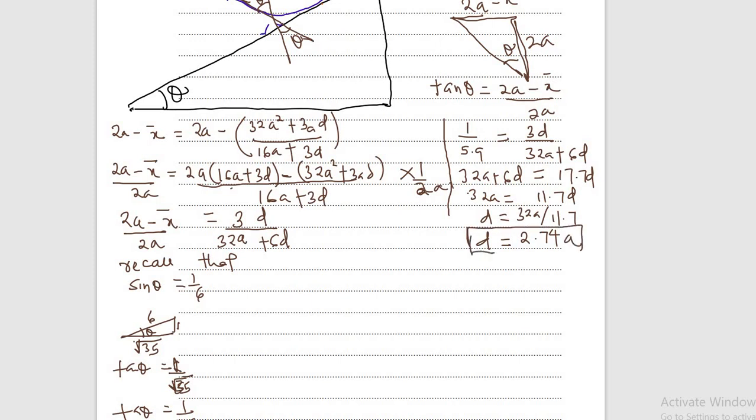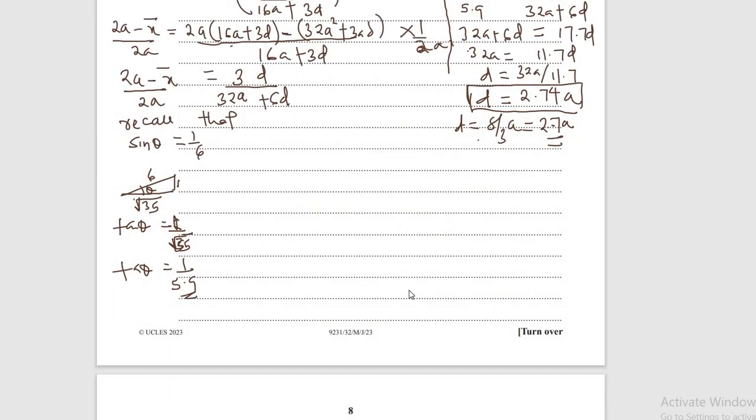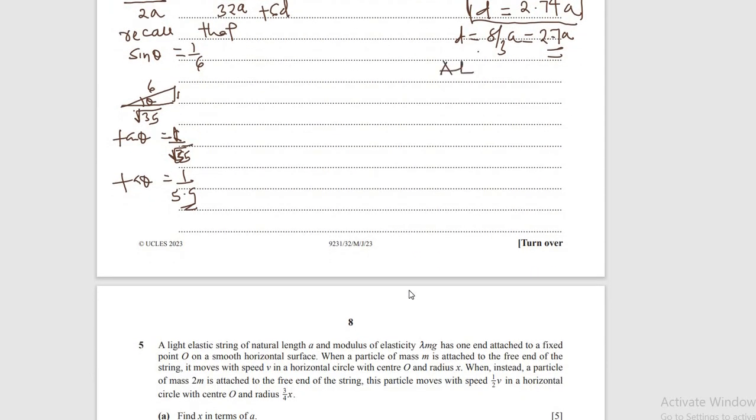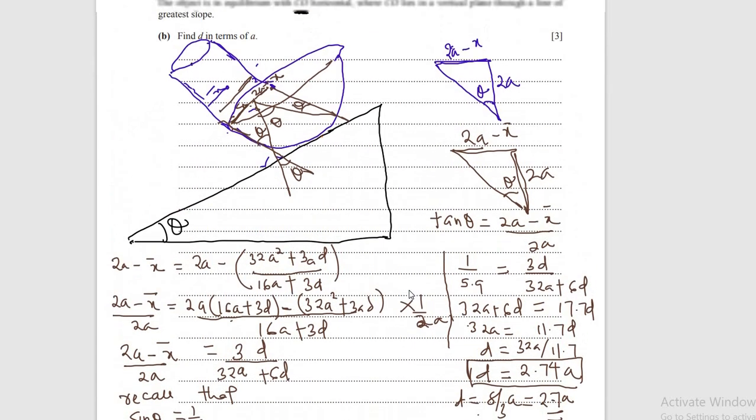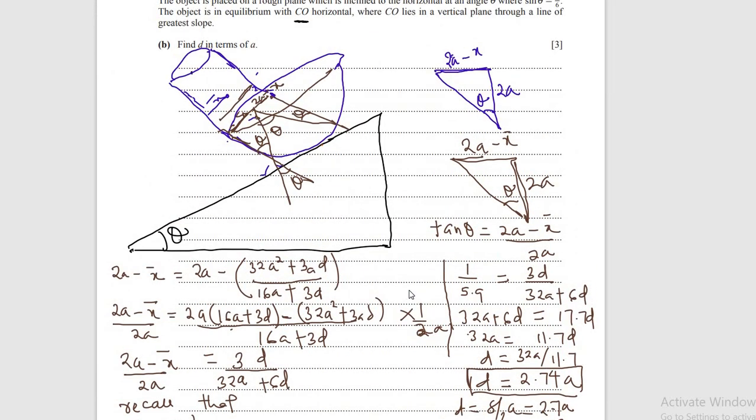We check the mark scheme. The mark scheme gave us d to be 8 over 3a, which is 2.7a. Now, the clue that they gave us from the question, alternatively, you can also solve the question like this. Back to the diagram. From here to here is 2a, this line. Here is 2a minus x.